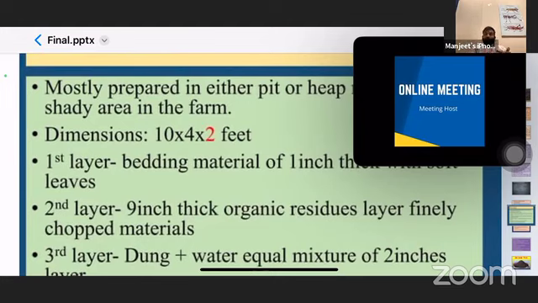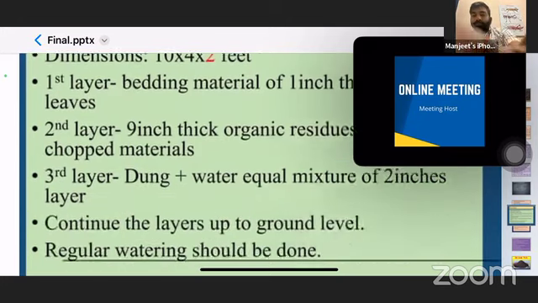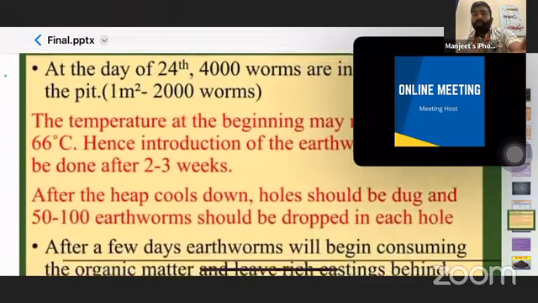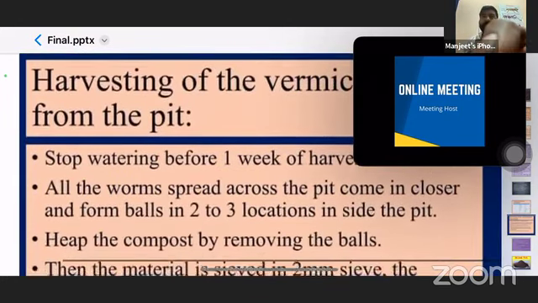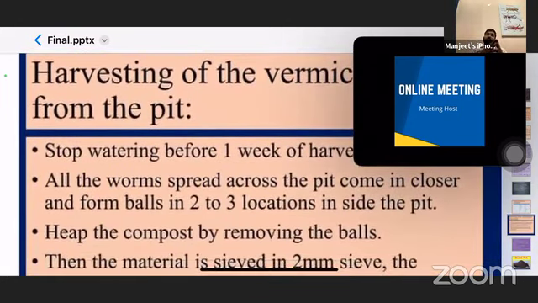After a few days, the earthworms will begin consuming the organic matter and leave rich castings behind. For harvesting the vermicompost from the pit, if we adopt the pit method, stop watering beforehand. So in this case we stop the watering at least 1 week before the harvesting.